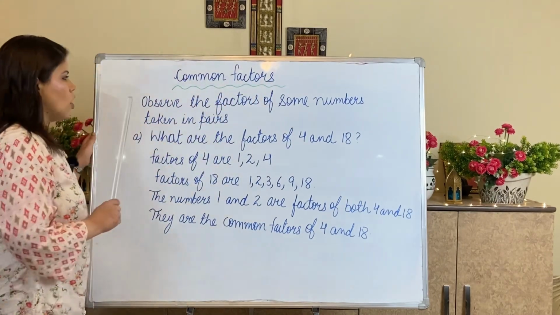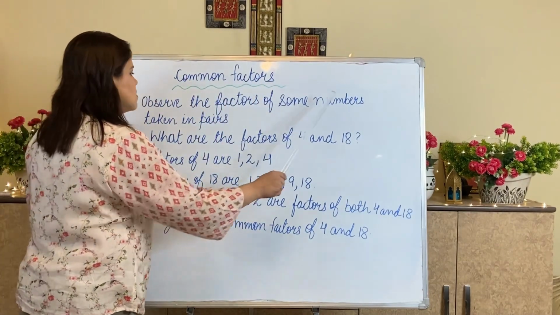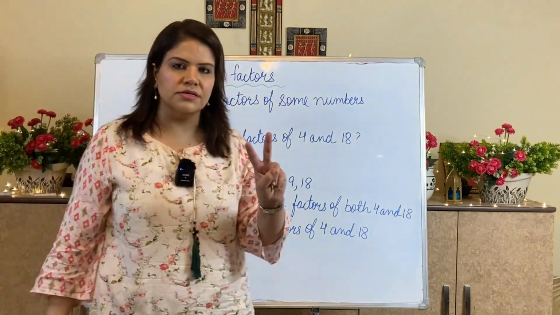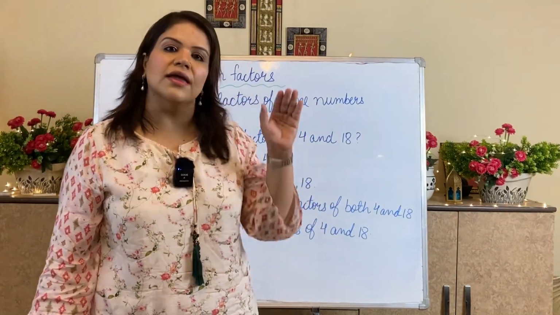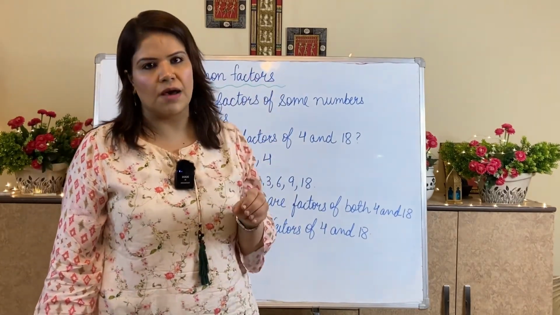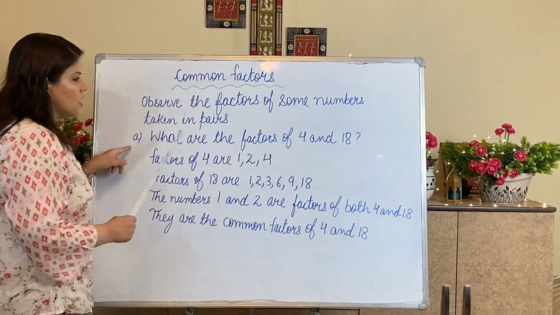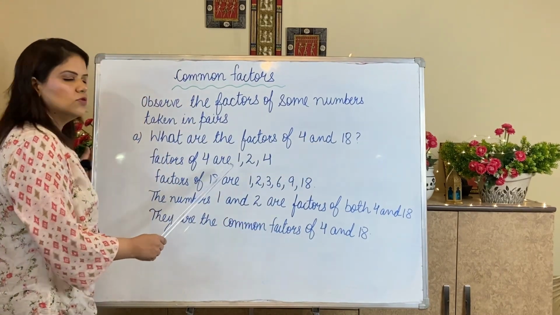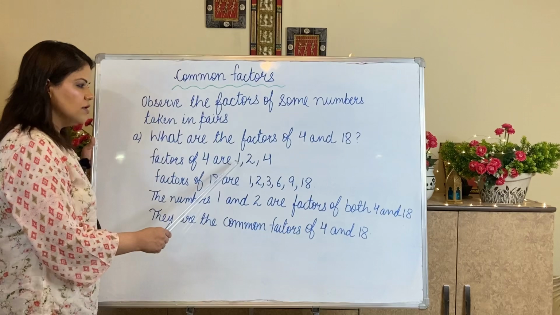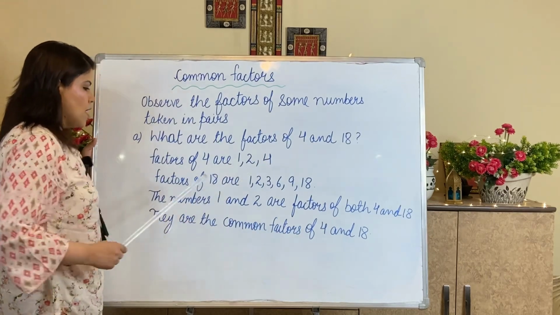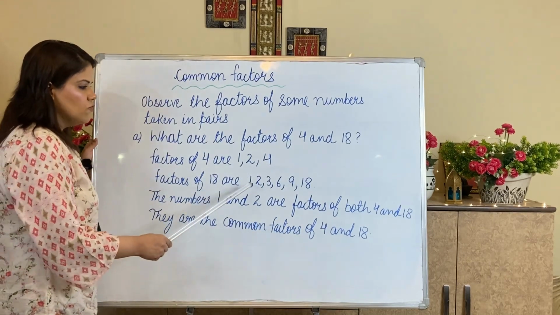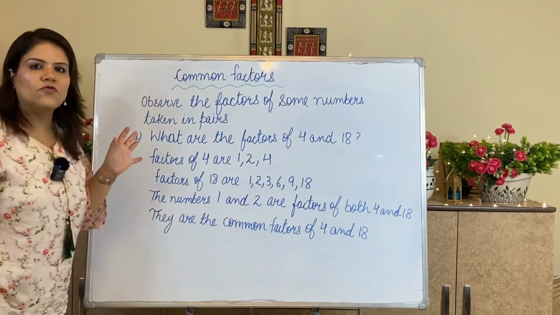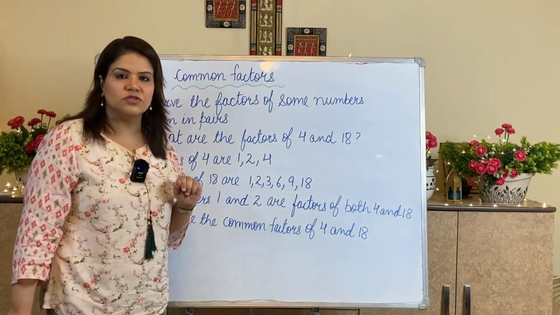Now for that, observe the factors of some numbers taken in pairs. I will be taking two numbers, factorizing them, and then finding the common factors among them. So what are the factors of 4 and 18? Factors of 4 are, using the listing method, 1, 2, 4. And factors of 18 are 1, 2, 3, 6, 9, 18. Can you find any pair of factors which are common?